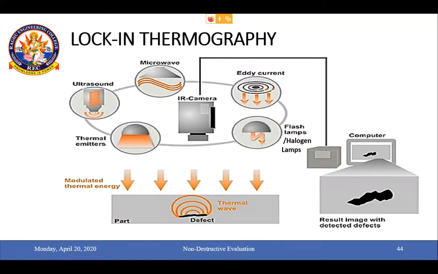Okay. Next one, we are going to go to lock-in thermography. So we have completed pulse thermography till now, and we are going to go to lock-in thermography. This is slide number 44.